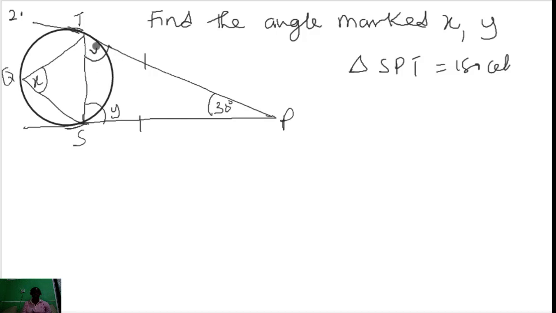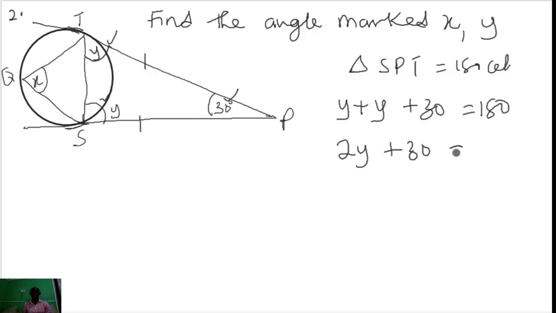So the base angles will be the same. So this side will be y. So let's add them. Angles in a triangle add up to 180. So y plus y plus 30 will give us 180. So this side plus this side plus that side will be 180. So you have 2y plus 30 is equal to 180. So 2y is equal to 180 minus 30. So 2y is equal to 150.